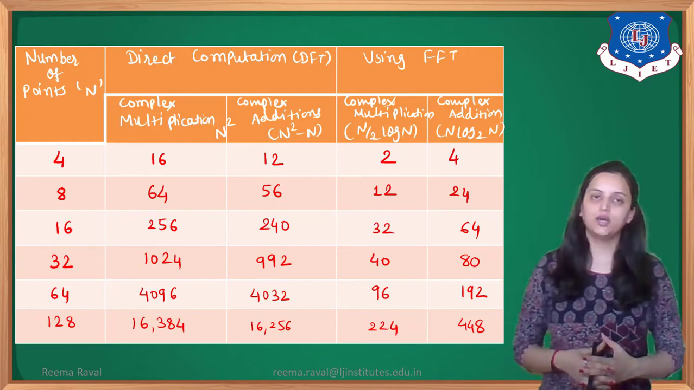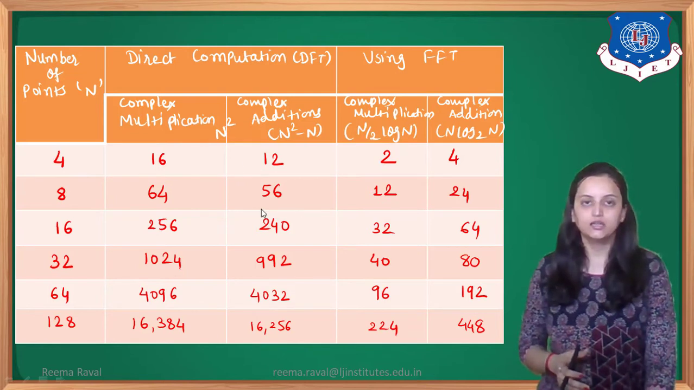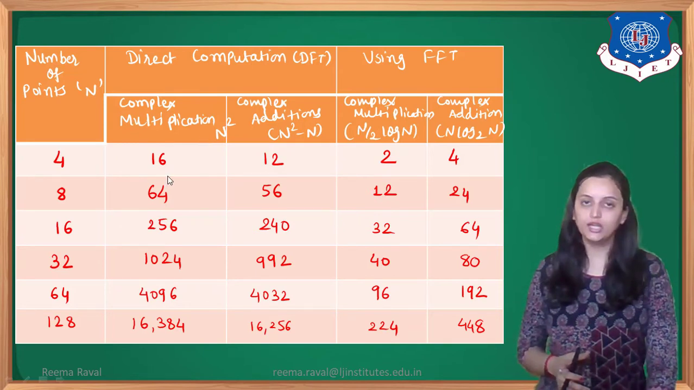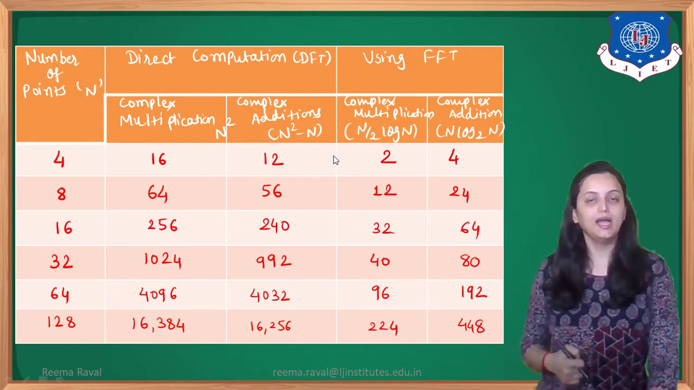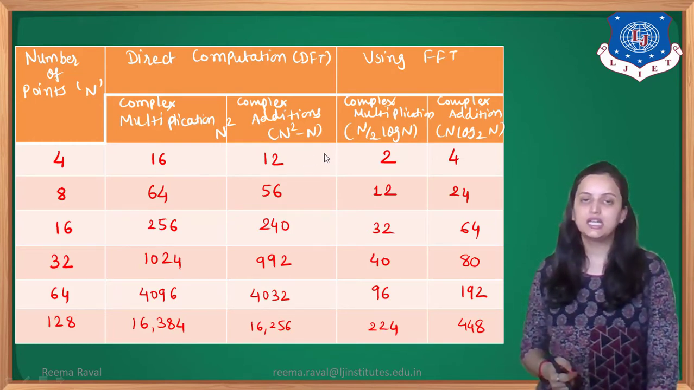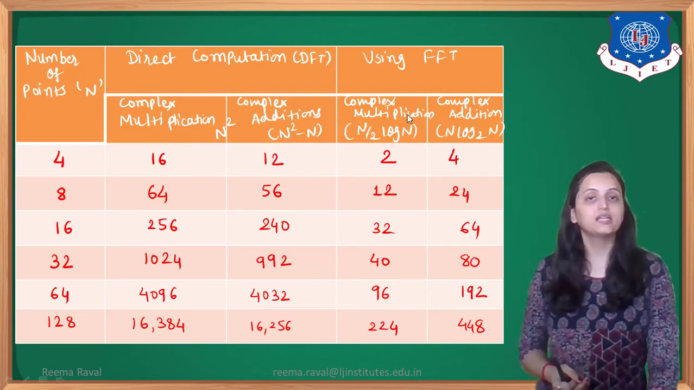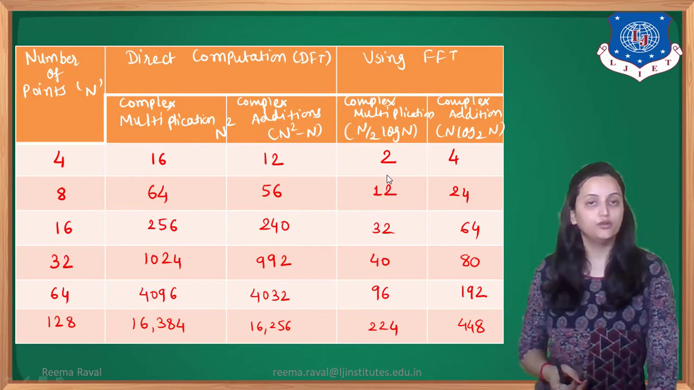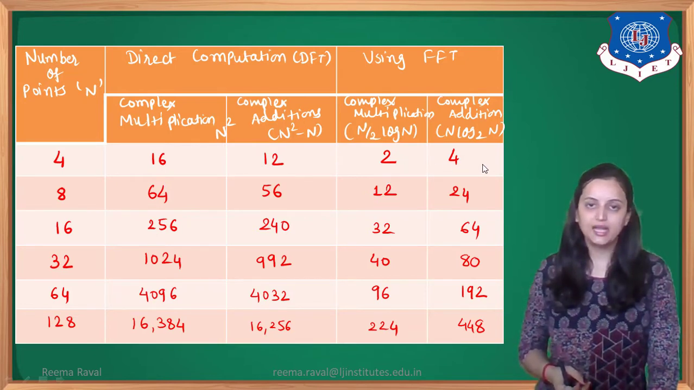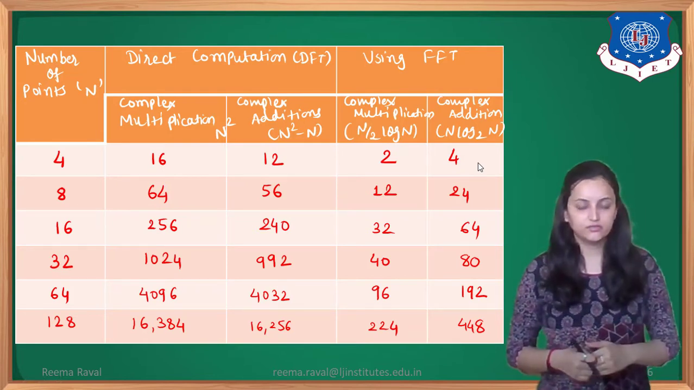So let us consider the first one, where the number of points N equals 4. If we consider direct computation, that is DFT, complex multiplications are N square, that is 4 into 4, 16. Then complex additions equal N square minus N, which is 16 minus 4, that is 12. For FFT, complex multiplication is N by 2 log N, which gives the value 2. And complex additions, N log 2 N, is 4. In the same way, we are increasing the number of points at the input side.